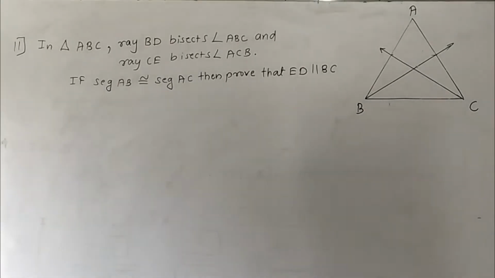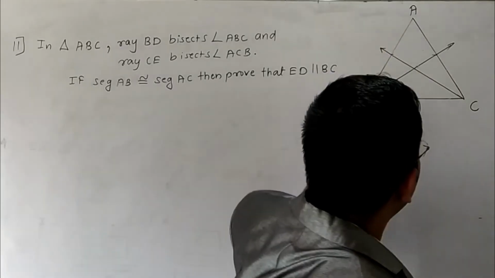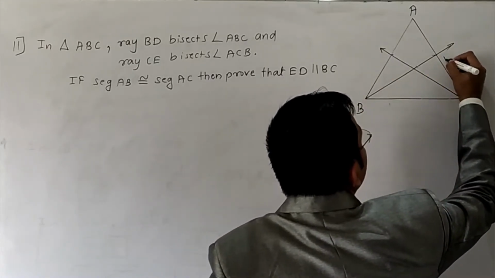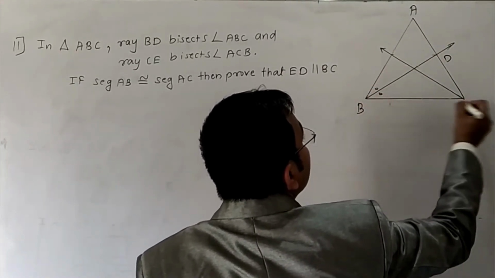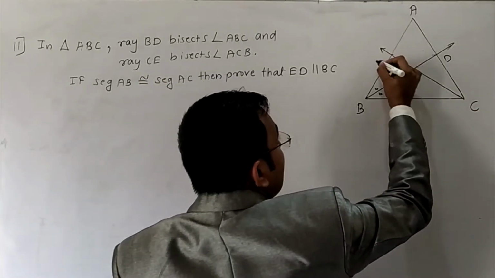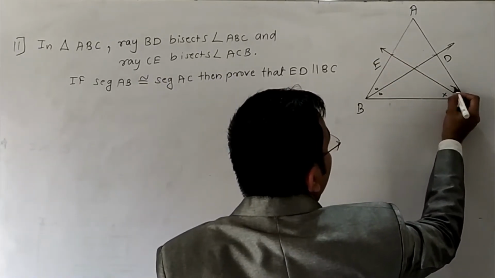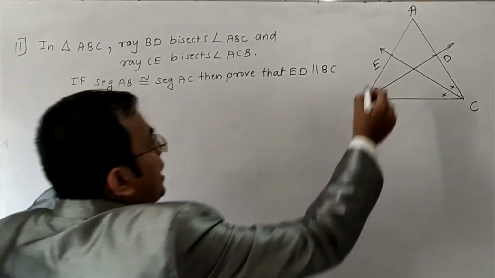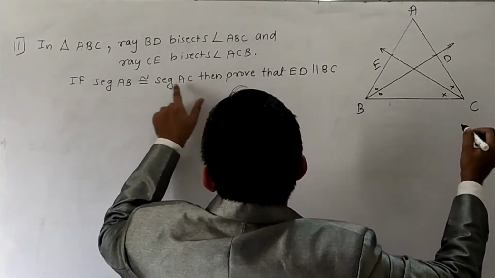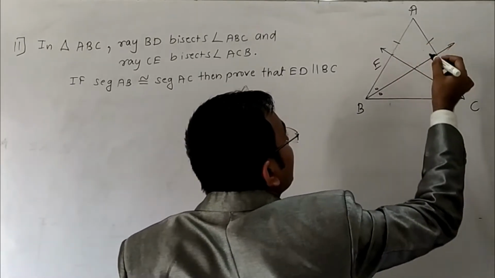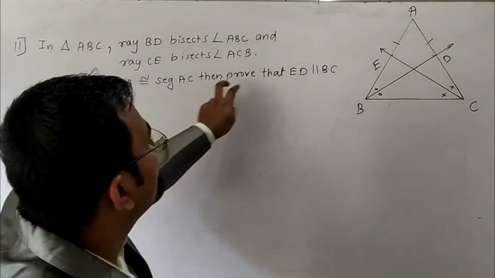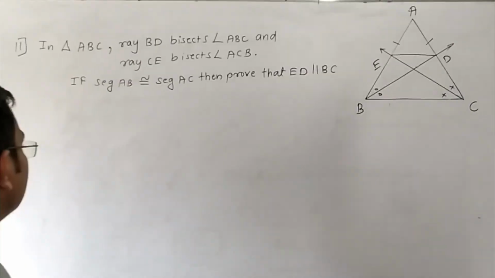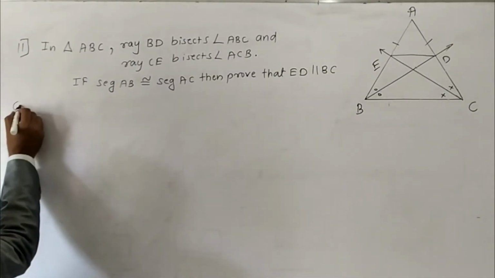Now the 11th sum. In triangle ABC, ray BD is bisector of angle ABC, and ray CE is bisector of angle ACB. If segment AB and AC are congruent, then prove that ED is parallel to BC. So write down given.